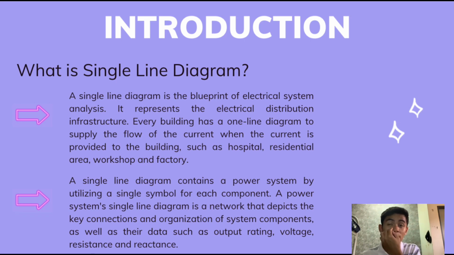Next, a single line diagram represents a power system by utilizing a single symbol for each component. A power system's single line diagram is a network that depicts the key connections and organization of system components as well as their data such as output rating, voltage, resistance, and reactance.